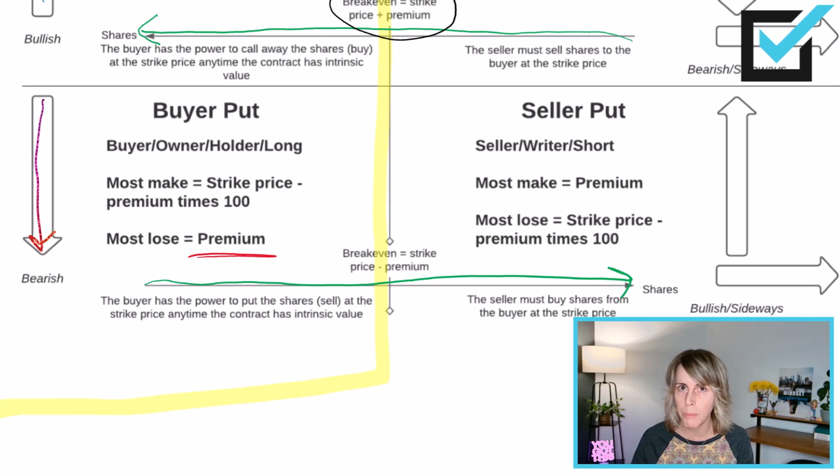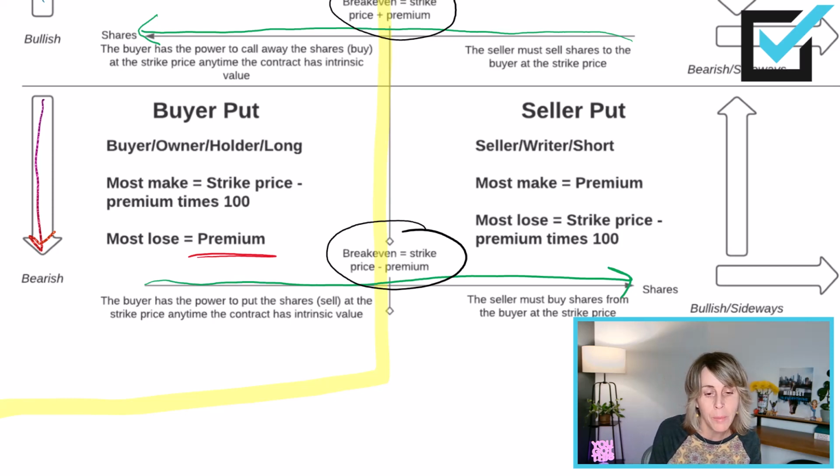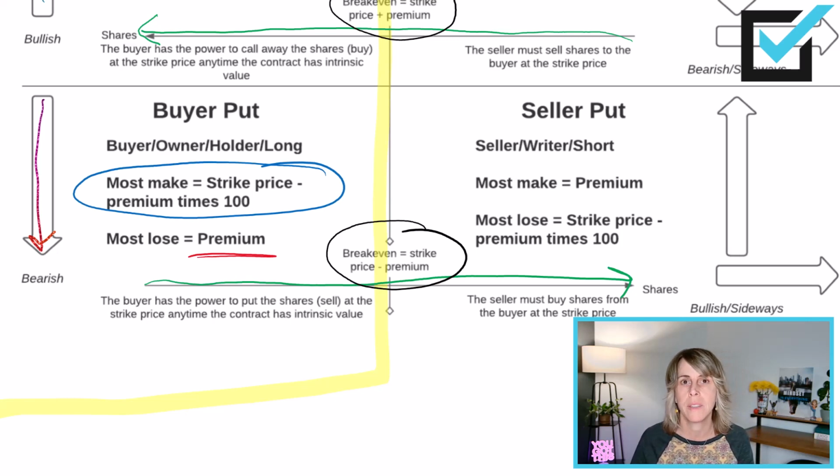Break even on a put down is strike price minus premium times 100. One contract is 100 shares. Obviously if it's more than one contract, you have to multiply by that number. Three contracts, 300 shares. So the most you can make is limited because the market price can only go as low as 0.